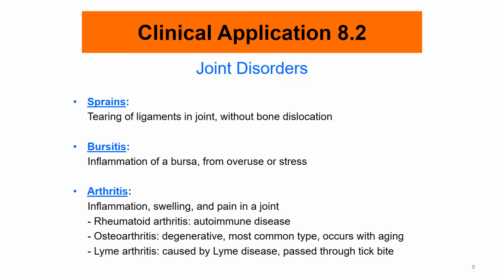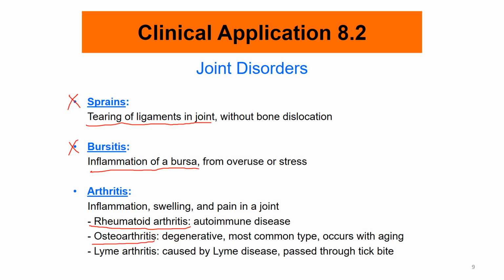And next we'll talk about the joint disorders, diseases. Sprain. Sprain means tearing of ligaments in our joints. Bursitis is the inflammation of a bursa. And a tendonitis is the inflammation of the tendon sheath. Next, the different types of arthritis. Rheumatoid arthritis. This is considered to be an autoimmune disorder. So here, the person's own immune system is attacking the joint.